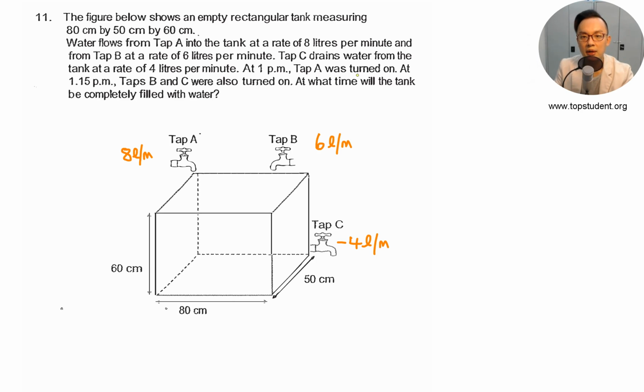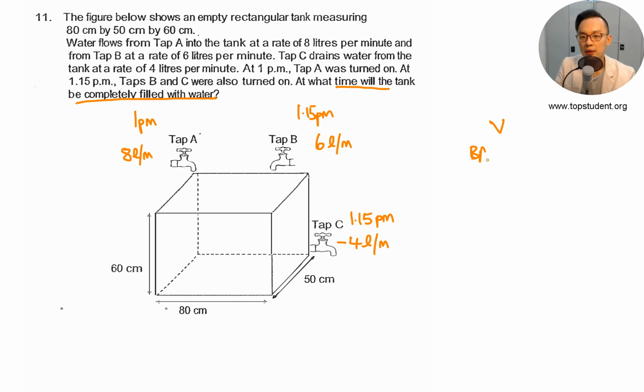At 1 p.m. tap A was turned on. At 1:15 p.m. tap B and C will also be turned on. So write down here 1 p.m., and 1:15 p.m. What time will the tank be completely filled with water?